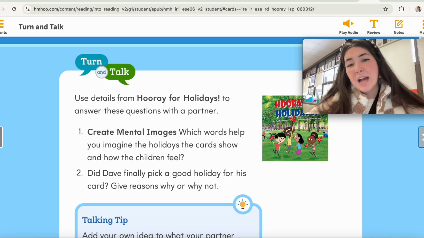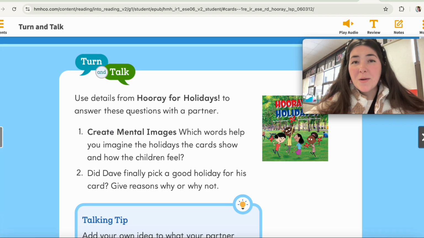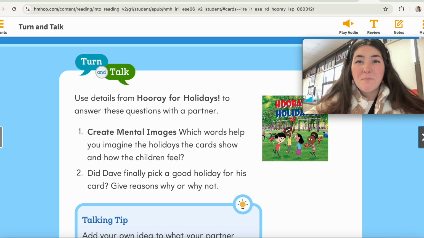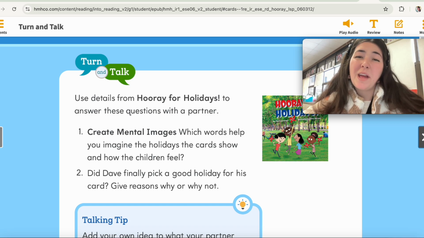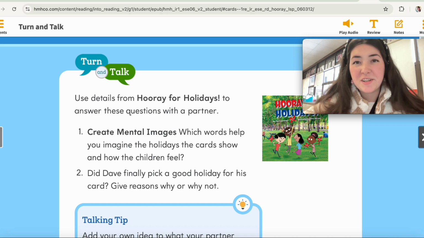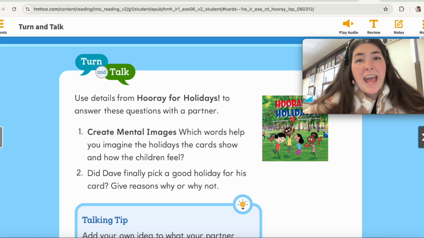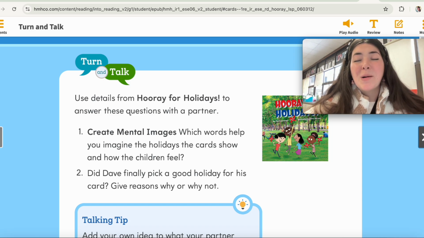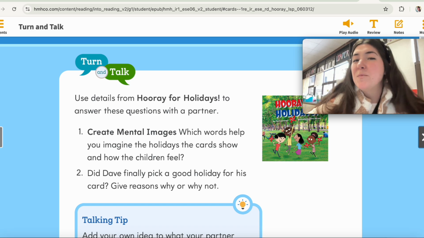So your job that you are going to do next is you are going to make your own holiday card. So I'm going to provide you with paper. You can pick any holiday you want. It could be a holiday we read about, or it could just be another holiday that wasn't featured in here that you love to celebrate. And you get to make a happy, whatever holiday it is, card to give to somebody. So have fun being creative. I hope you enjoy it.